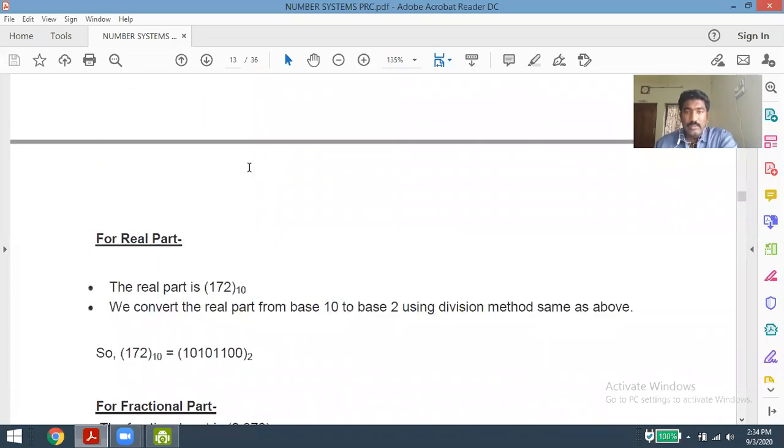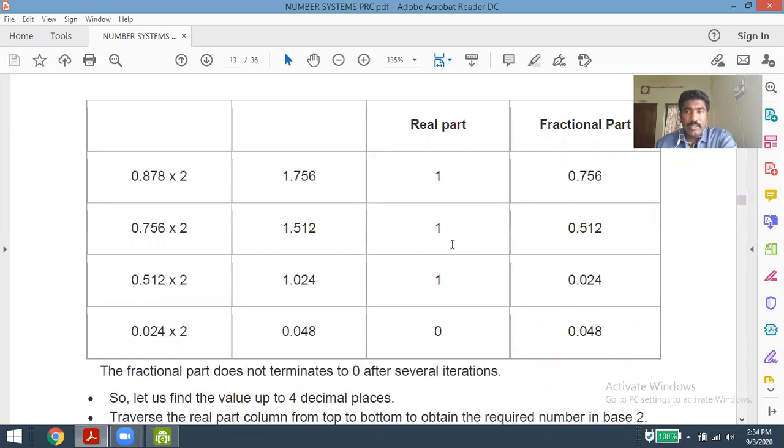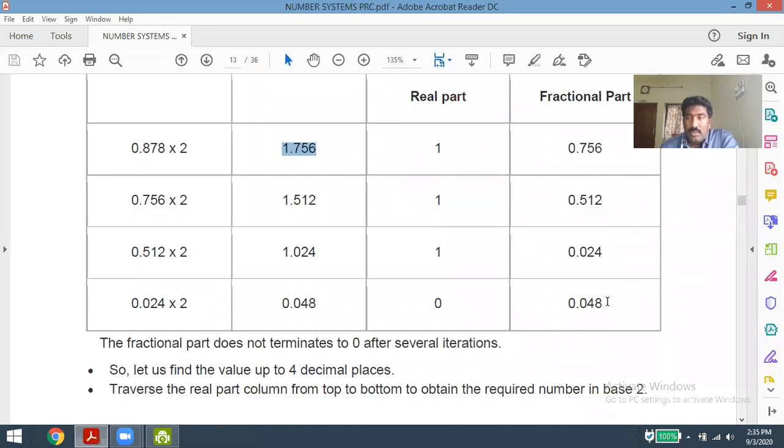And see here in this example, what is happening is I am multiplying the given fraction with the value of 2. I am getting the result like here 1.756, and the real part I am taking out is 1, and the fractional part left here is 0.756, and I am repeating the steps, but I am not getting any 0 in the fractional parts. I am not getting 0 in the fractional parts, but I have stopped here. What is the problem? Is there anything wrong, or is there any technique here? Very simple.